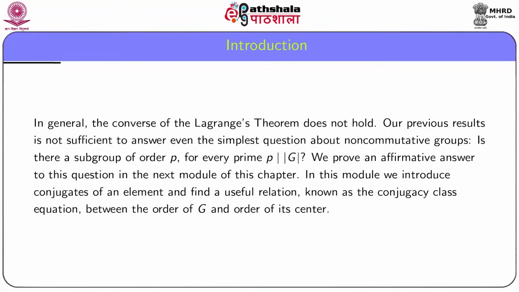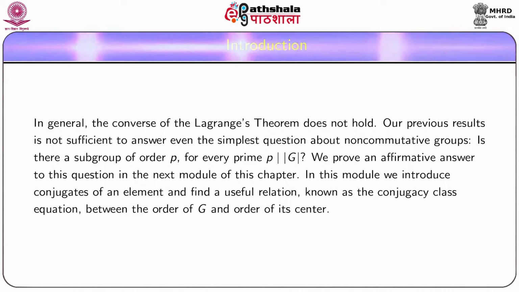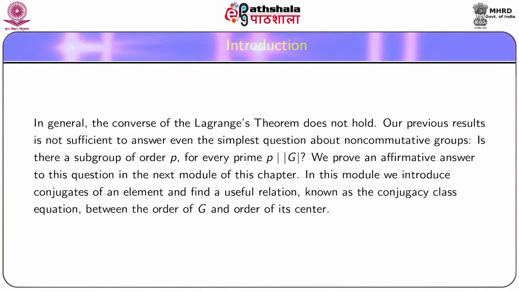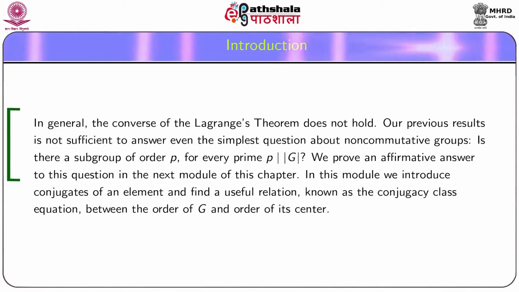The idea behind the Lagrange theorem is to partition a finite group G by cosets of a given subgroup H of G. Here we give another partition of G by conjugates of an element. This partition by conjugates of an element is helpful to proceed towards the converse of the Lagrange theorem for non-commutative groups.